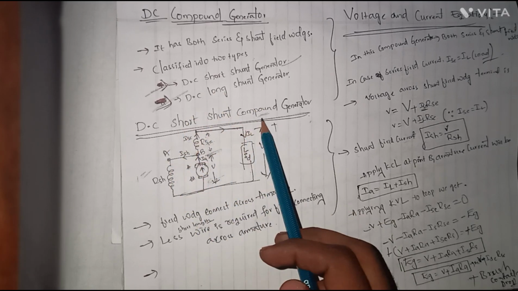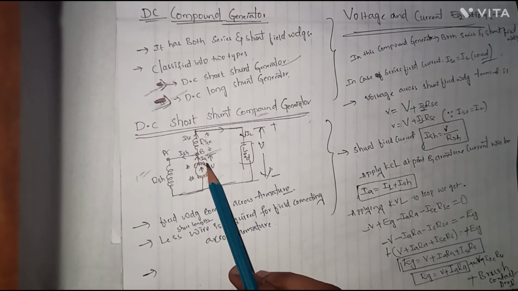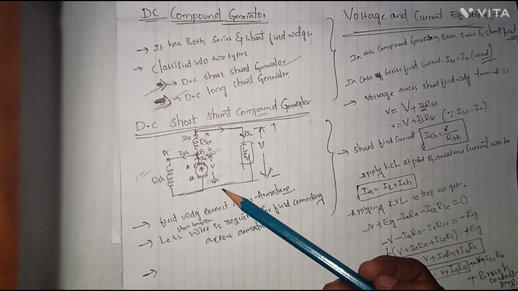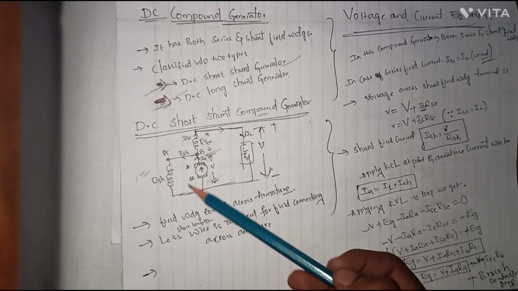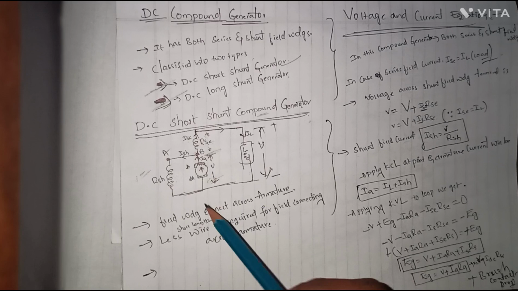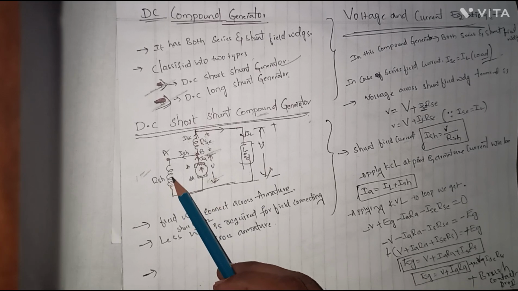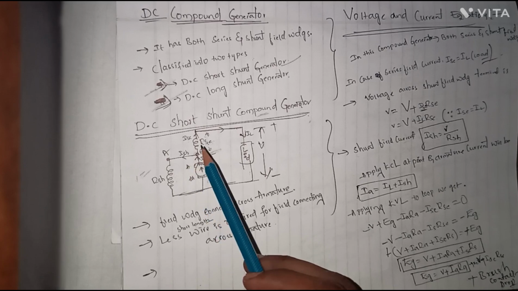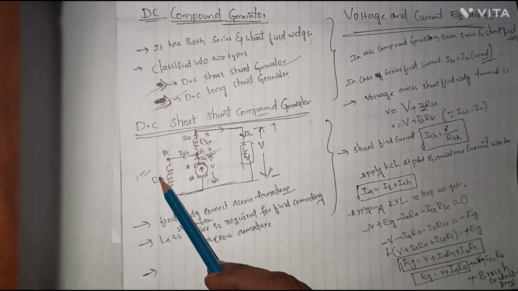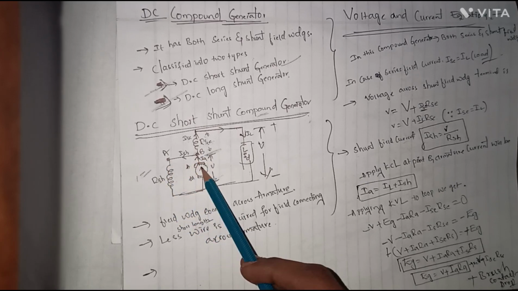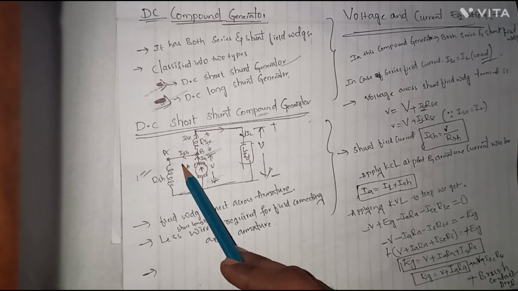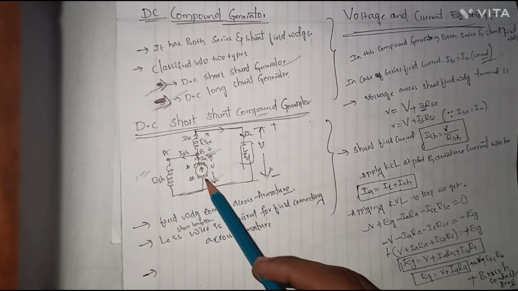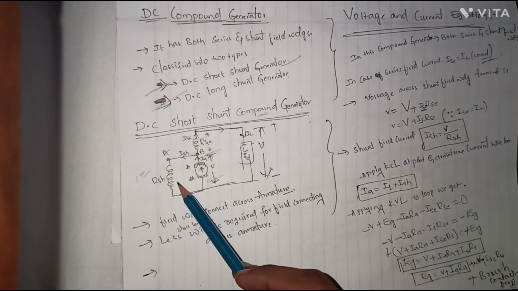DC short shunt compound generator. See the figure; it consists of series and shunt field windings. Here the shunt field winding is connected across the armature. That's why it requires only a short length of wire for connecting the shunt field winding across the armature. And the voltage across the shunt field winding is the sum.